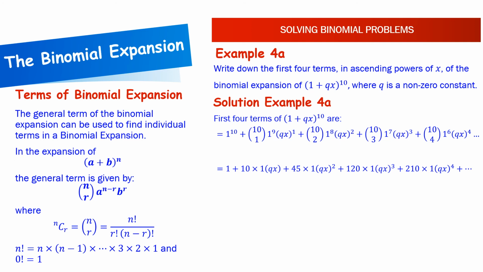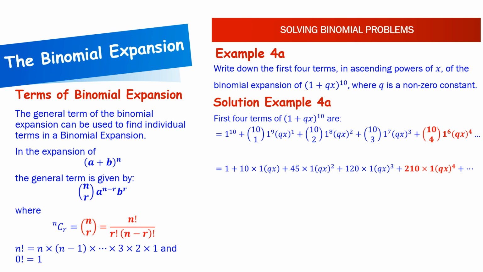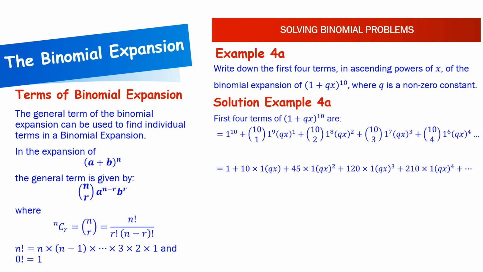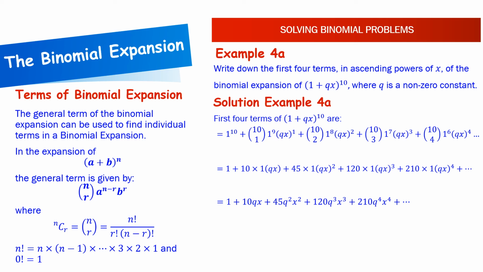And now tidying up, we have 1 plus the x term plus the x squared term, the x cubed term, and the x to the power 4 term. And then tidying up some more, we have the first four terms in ascending powers of x of the binomial expansion of (1 plus qx) all raised to the power 10 as required.